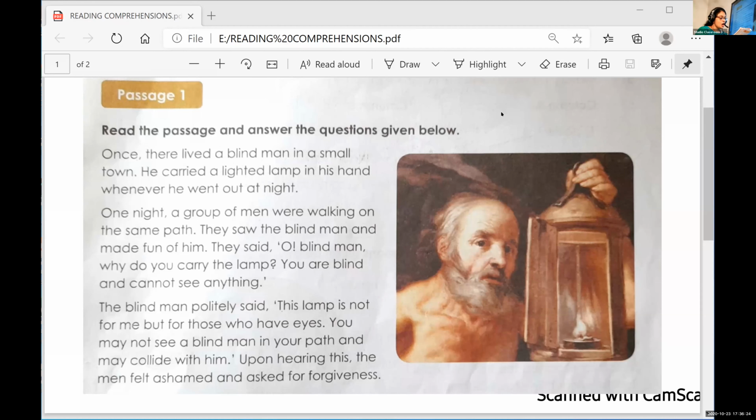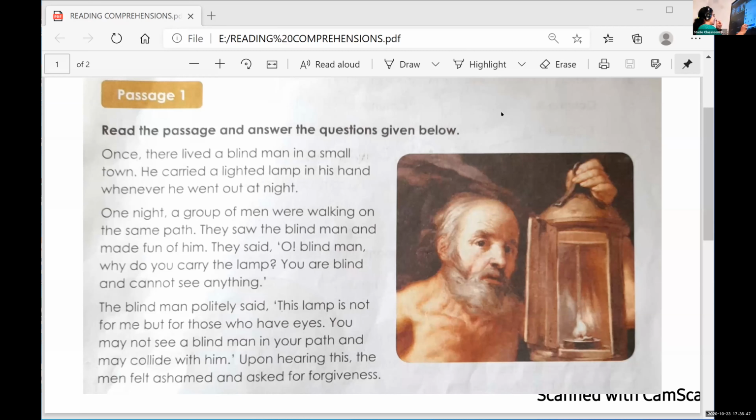What do you mean by collide? Collide means dash with each other. Come and strike at each other. Okay. Upon hearing this, the men felt ashamed and asked for forgiveness. Okay, so this is just a small passage about the blind man. And what is the content of the passage?